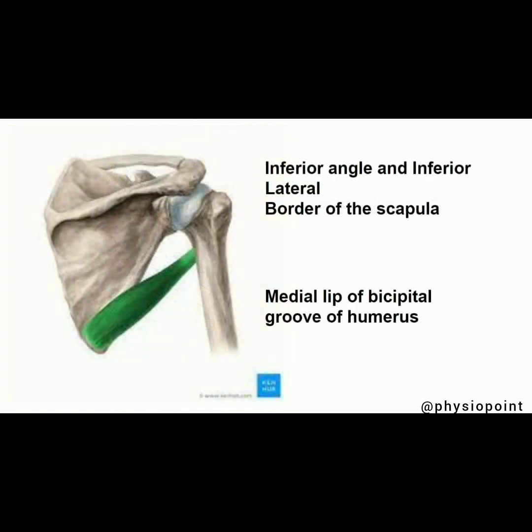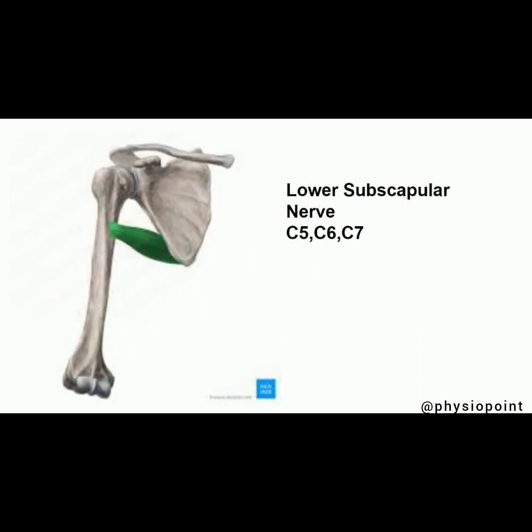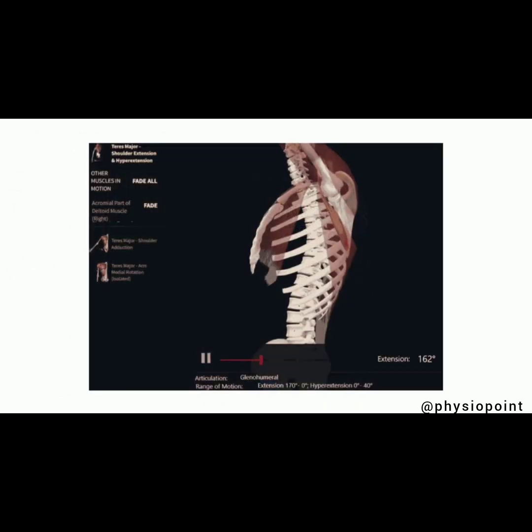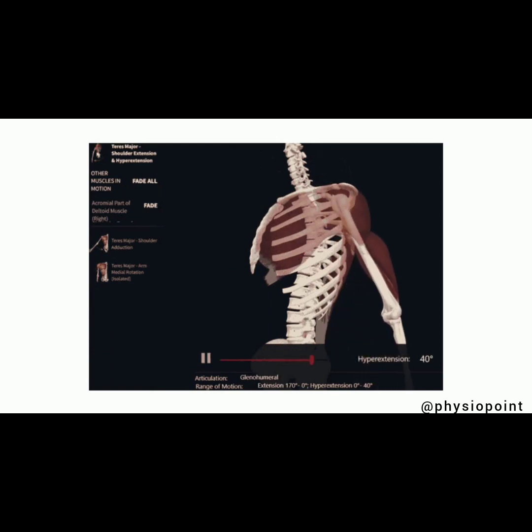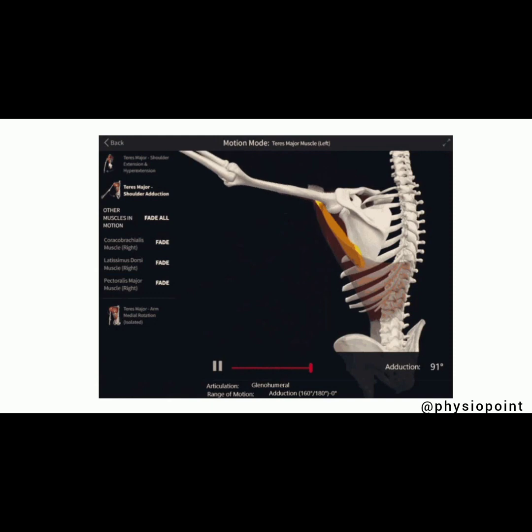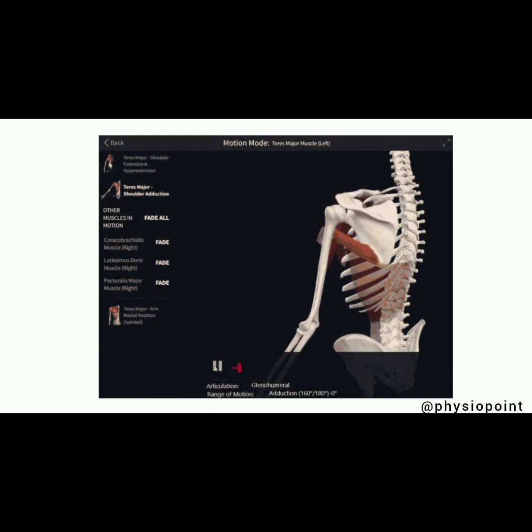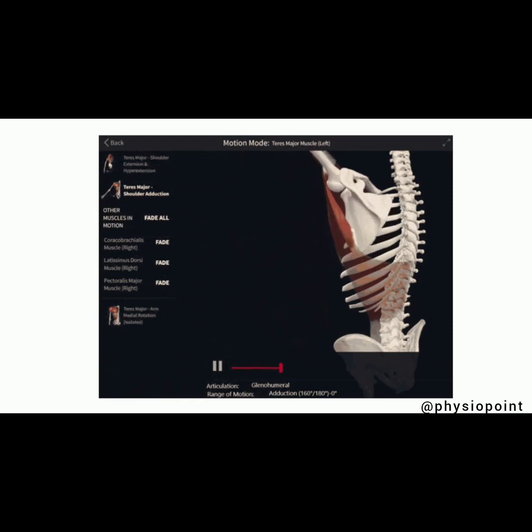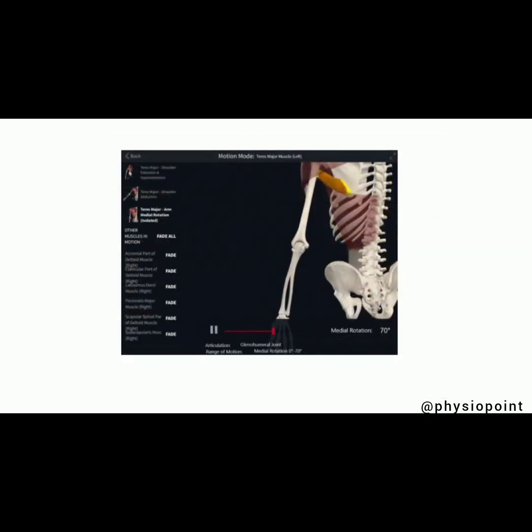So I repeat, teres major, it's getting originated from the inferior angle as well as inferolateral aspect of scapula and getting inserted in the medial lip of bicipital groove of the humerus. It is innervated by the lower subscapular nerve with the root value C5, C6 as well as C7. And similar to latissimus dorsi, it also helps in the extension of arm at the glenohumeral joint. It also helps in the adduction of the arm at glenohumeral joint. And it helps for the medial rotation of the arm at glenohumeral joint.